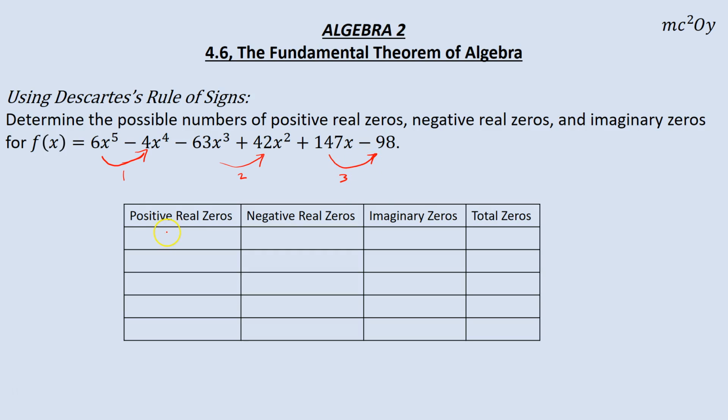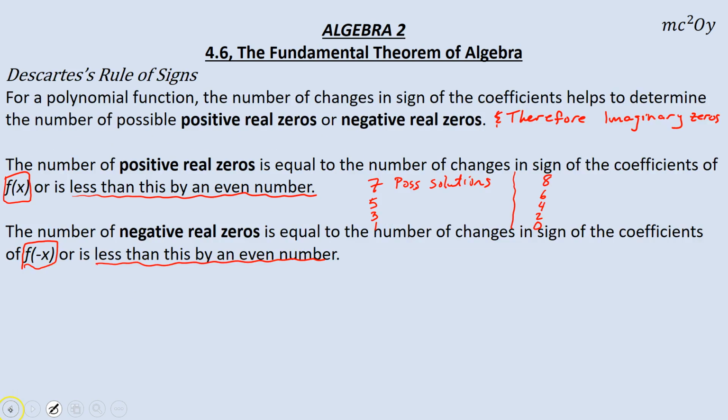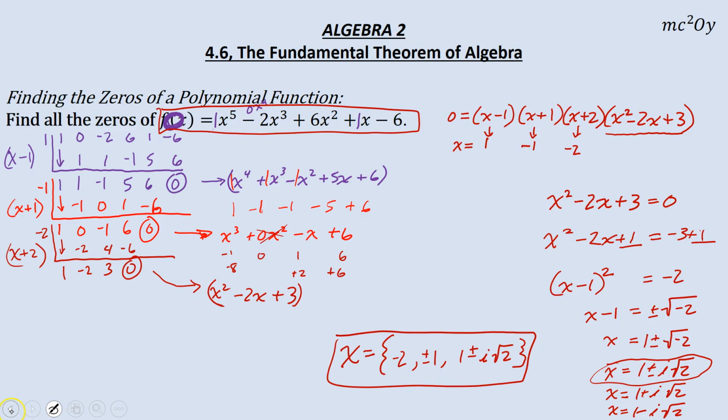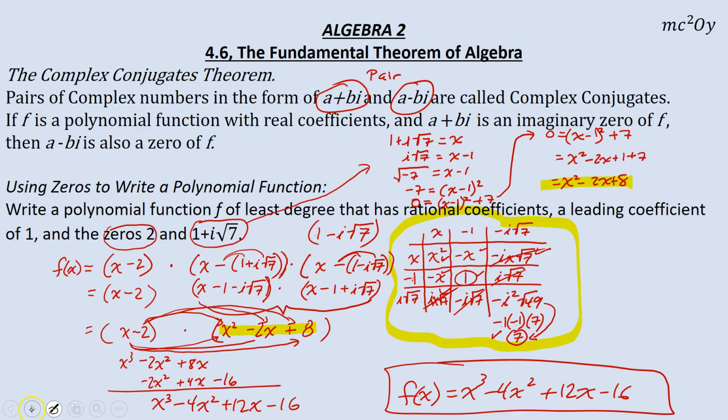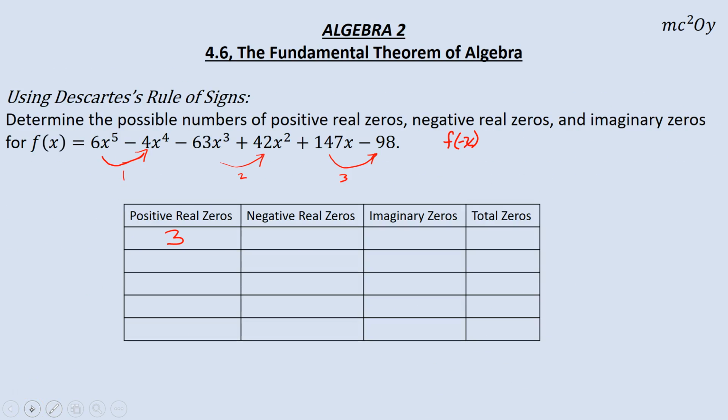Okay, so there are 3 positive real zeros, possibly 3 positive real zeros. Okay, now let's look at negative real zeros. That means I have to look at f of negative x. Now remember when we were testing negative 1 way back here on these problems? I'm saying, hey, all you have to do is switch the sign of the odd powers. Now, it goes the same for when you're testing any negative number.